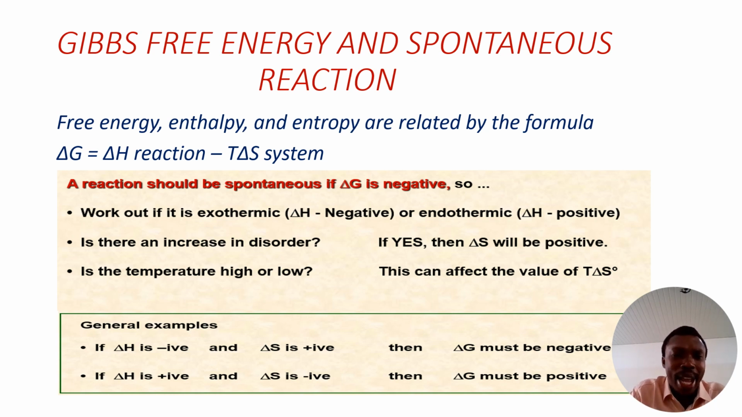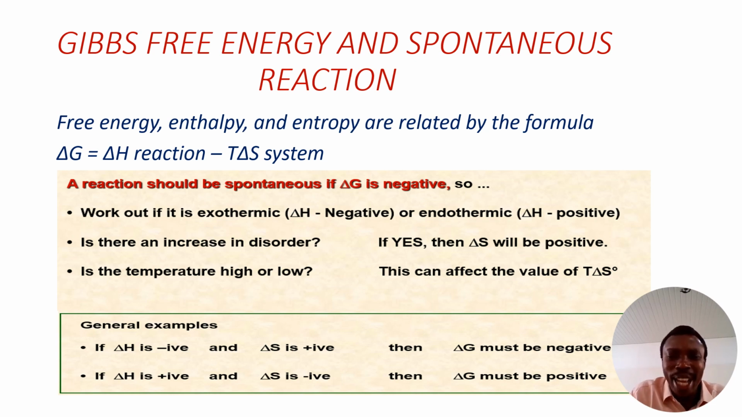So if the temperature is high or low, we have to put that into consideration. Generally, if the enthalpy in the reaction is negative and the entropy change is positive, then the free energy must be negative. That means the reaction is likely to occur. But if the enthalpy of the reaction is positive and the entropy change is negative, then the free energy must be positive. That means the reaction is not spontaneous. The reaction is not likely to occur.